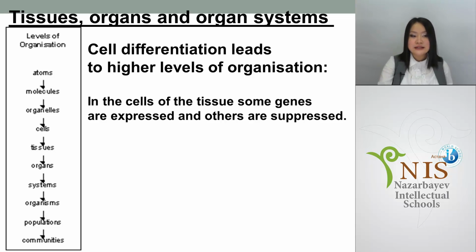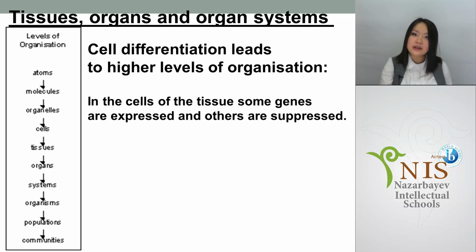We will start from the tiny one and go to the bigger. First, atoms. Atoms give us molecules. Molecules give us organelles. Now we'll look at those organelles. Organelles give us cells. Cells, different types of tissues, give us organs. Organs link together into organ systems, and all organ systems give us the whole organism.